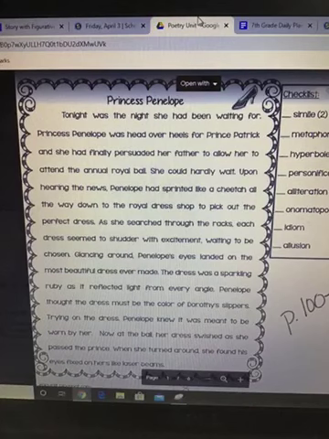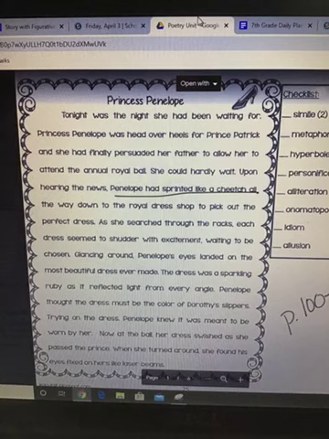Here is kind of an example. This is called Princess Penelope. Tonight was the night she had been waiting for. Princess Penelope was head over heels for Prince Patrick, and she had finally persuaded her father to allow her to attend the royal ball. So head over heels is an idiom. She could hardly wait. Upon hearing the news, she sprinted like a cheetah, so simile, all the way down to the royal shop to pick out the perfect dress.